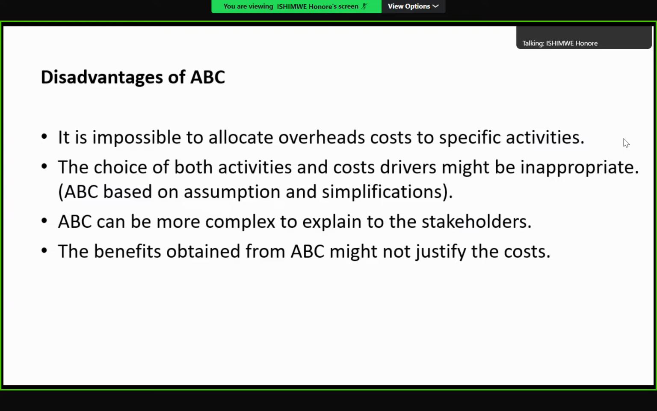So then the ABC can also be complex to explain to stakeholders. Sometimes it is hard for people to understand activity-based costing, the principles. It might be complex for those who are not familiar.